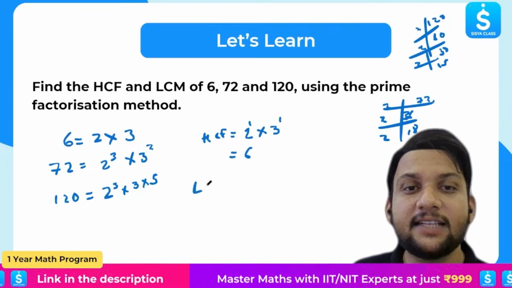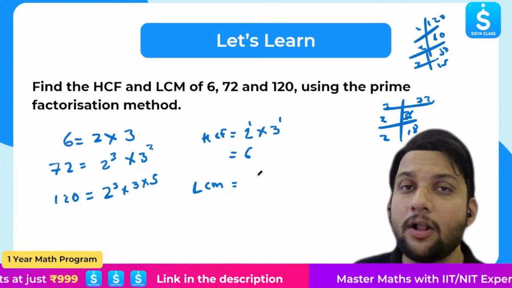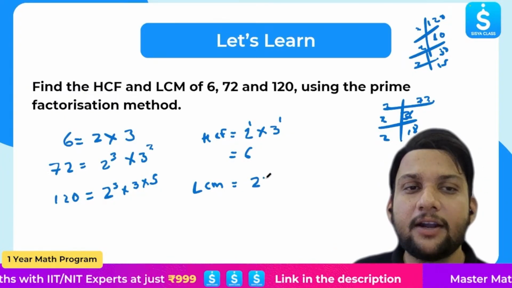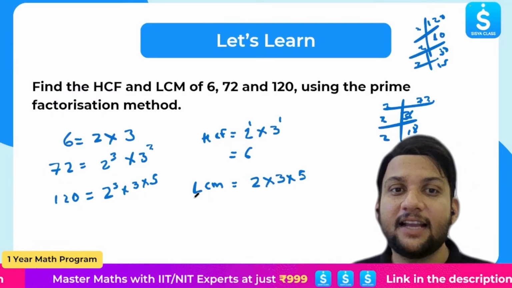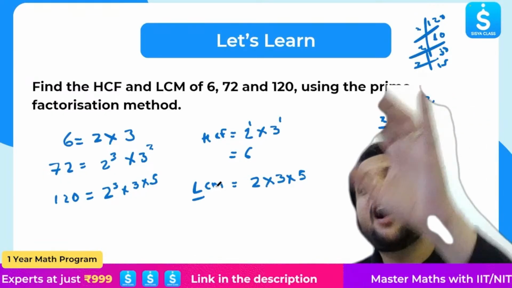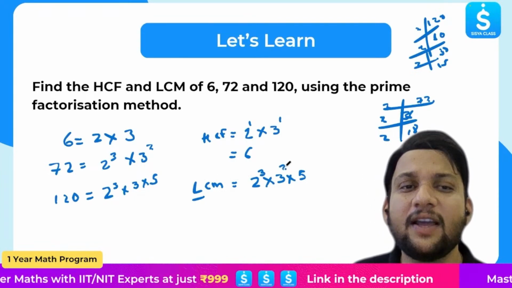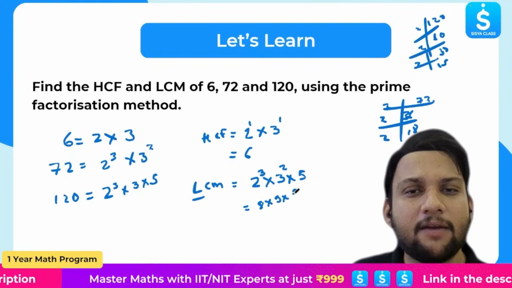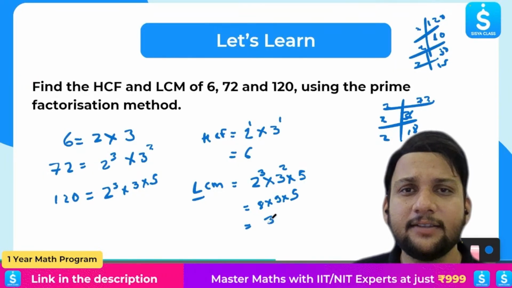Right. Now, how to find LCM? In LCM, what I will do, I will list all the prime factors, not only common, everything I will use. 2 into 3 into 5. And since it is LCM, that means I will take the highest powers. So what is the highest power of 2? 2 cube. What is the highest power of 3? 3 square. And 5 is nothing but 5. This is 8 times 9 times 5. I hope everyone can do this. 8 times 5 is 40. 40 times 9, 360.